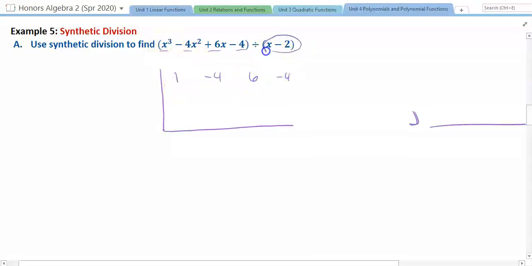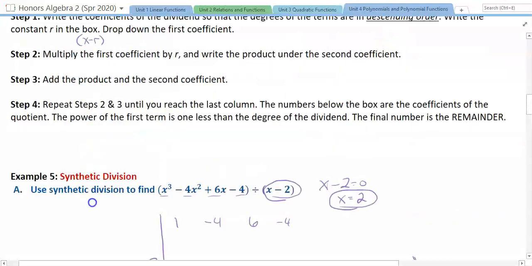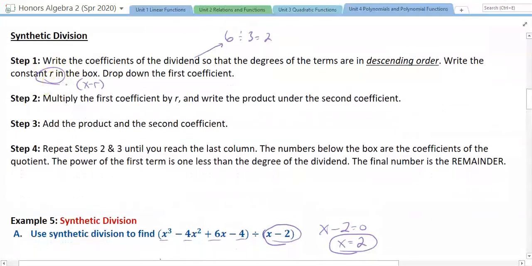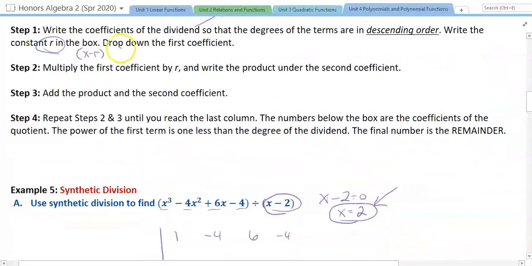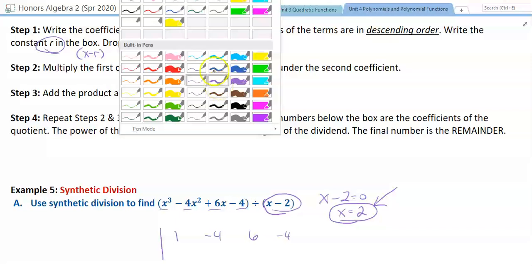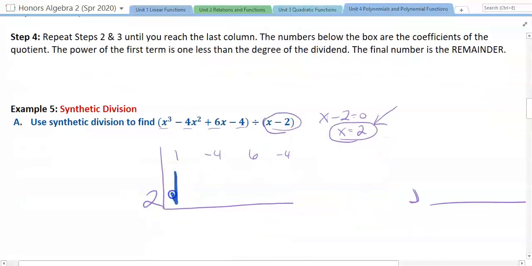And then we're going to take this piece, the divisor, and the best thing to do is just think about setting it equal to 0 and solving for x. So x minus 2 is equal to 0, so x is equal to what? 2. Now, what that means is that I'm looking for where x is equal to 2, right? And so I'm going to put the 2 out here. And that's what this step 1 is telling you. This r is this number here, okay? And so step 1 also said to drop down the first coefficient. So we're going to take, in this case, the 1, and drop it straight through to the bottom.